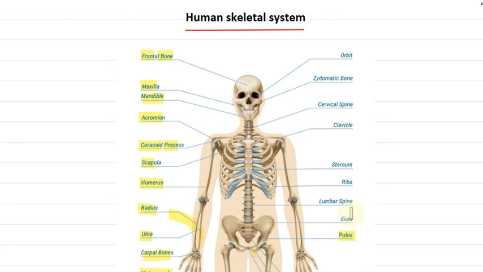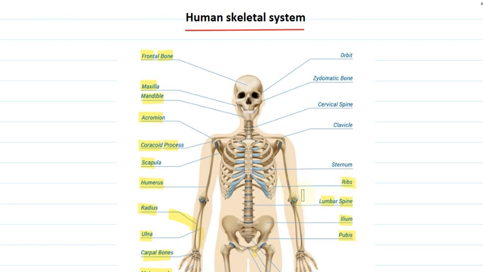Then there is the ilium. The ilium is the uppermost and largest part of the hip bone. Then there is the lumbar spine. The lumbar spine is the lower back, consisting of 5 vertebrae in the lower part of the spine between the ribs and the pelvis.